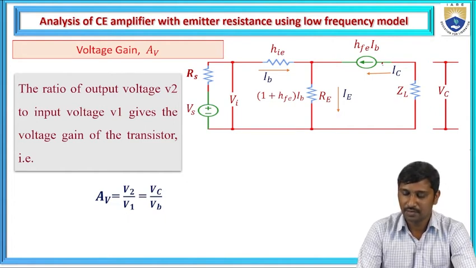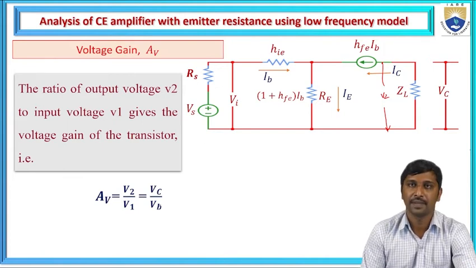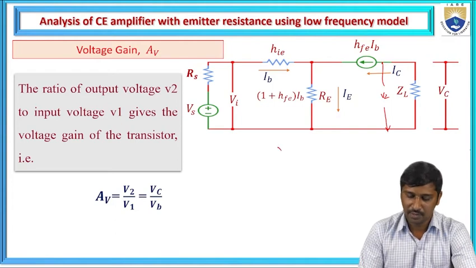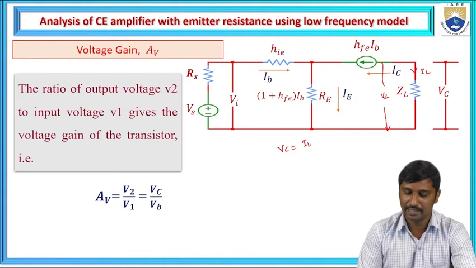V2 is the output voltage, so V2 can also be written as VC. And the input voltage here is the base voltage, hence I represent it as VB. VC is the voltage across the load resistance or load impedance, which carries the load current. Hence, VC is represented as IL times ZL.